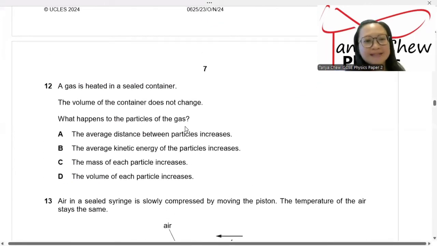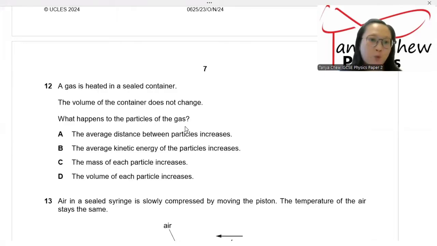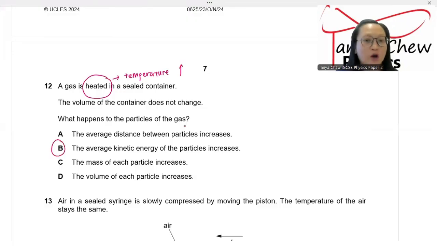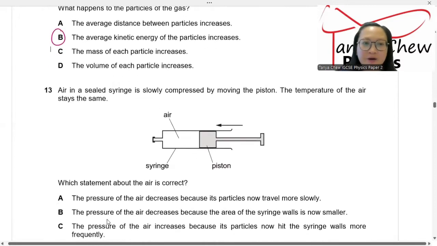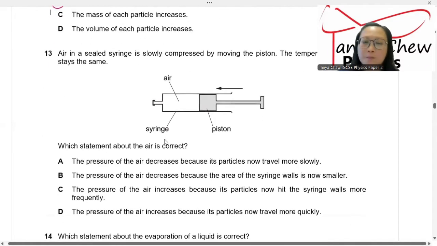Number 12, a gas is heated in the sealed container. The volume of the container does not change. What happens to the particles of the gas? You see, it is being heated, meaning to say that the temperature of the gas increases. When the temperature increases, the average kinetic energy of the particles increases. That is how you see it. Temperature is related to average kinetic energy, right?